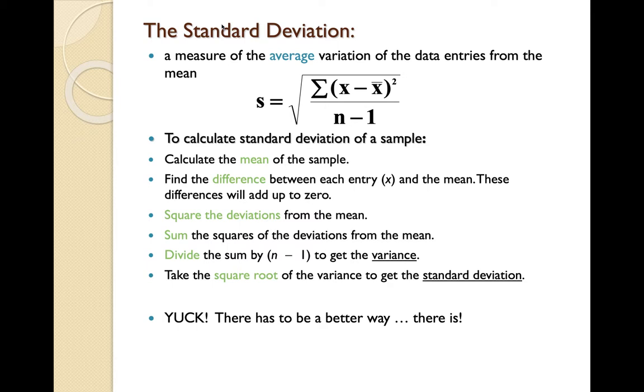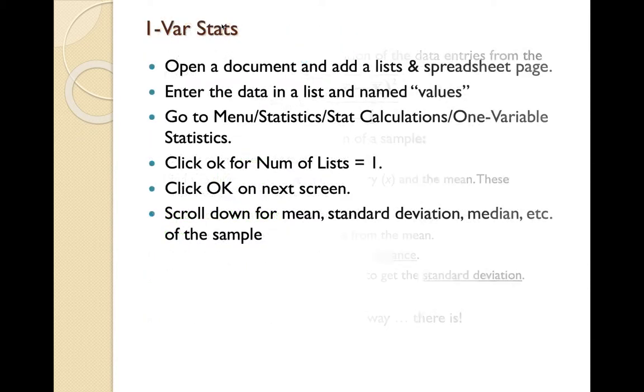You're going to calculate the mean of the sample, find the difference between each entry and the mean, and those always add up to 0. That's why we have to square them. So you're going to square those deviations. You're going to add them up. You're going to divide by n minus 1, and that gets you what's called the variance. And then you're going to take the square root of that to get the standard deviation. So it's doable, but it's tedious, and it's really easy to make simple, careless mistakes. So there has to be a better way, and thank goodness there is.